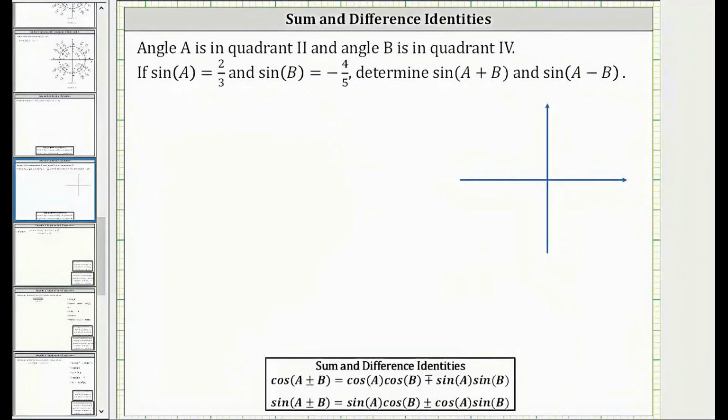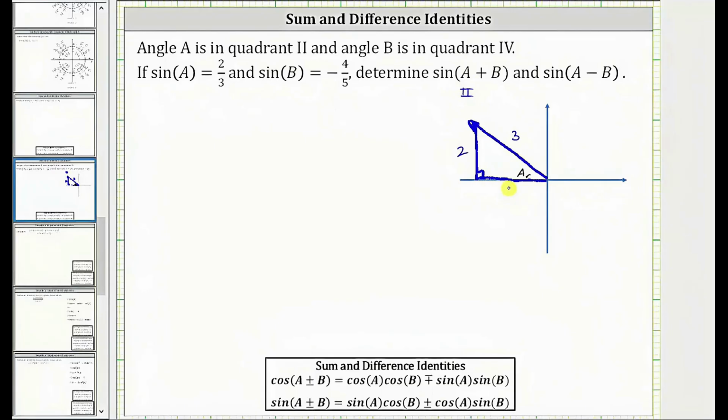We know angle A terminates in the second quadrant. Let's just say this is the terminal side of angle A, and therefore the reference angle is going to be this angle here. We'll call it A sub r. The reference triangle is this right triangle here. And because we know the sine function value is 2/3, we can label the opposite side positive 2 and the hypotenuse positive 3. And now we can use the Pythagorean theorem to determine the length of this leg, which because we are in the second quadrant is going to be negative.